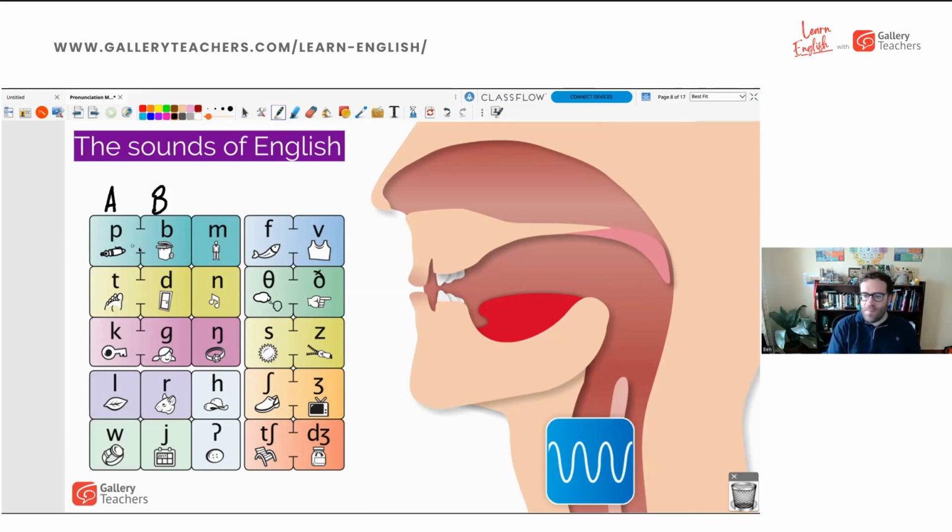Yeah, so you're right, Mohammed. The p and the b, it's produced with your lips together like this. P, b. Yeah. And the t and the d, the tongue is about here. And then the k and the g, the tongue is about here. Yes, so we've got A and B, voiced and voiceless, right? I'll type that in the chat for you. So A is voiceless and B is voiced.